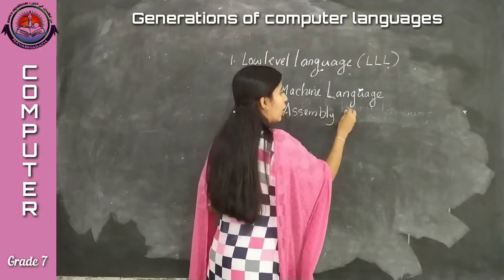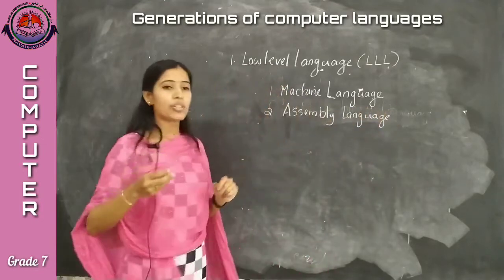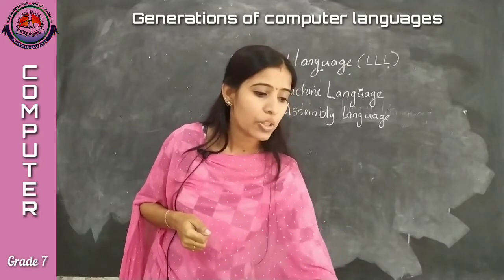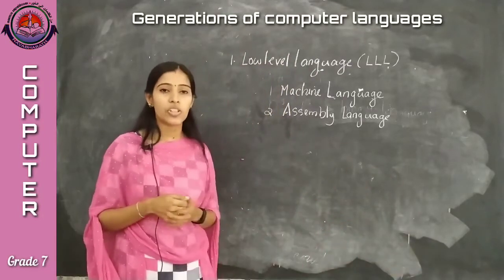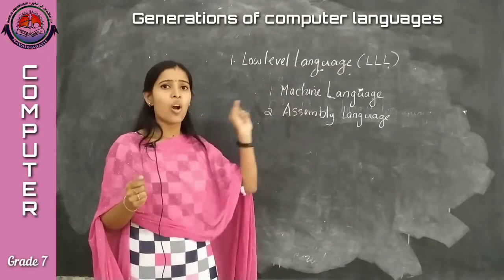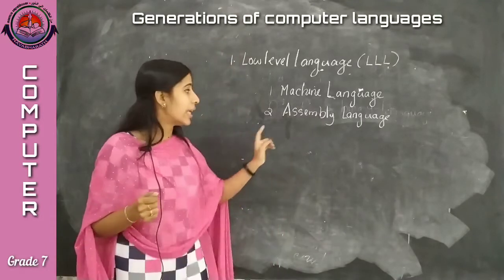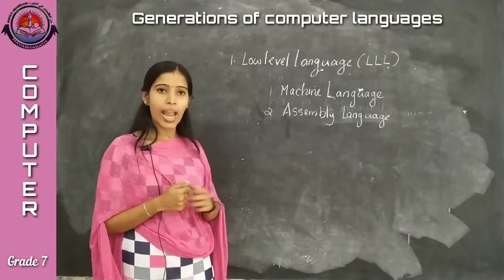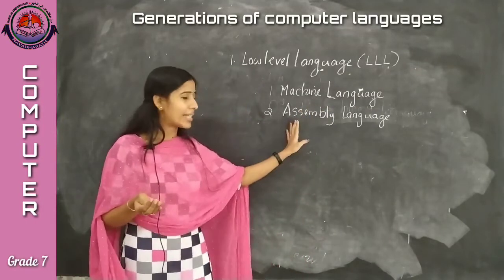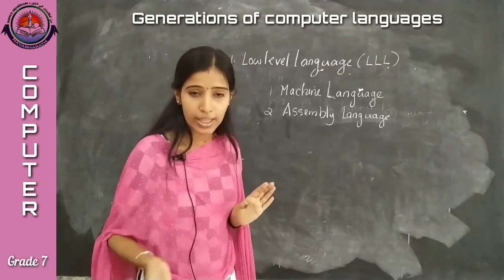Okay, the second low level language is assembly language. Assembly language is also known as second generation language. It is similar to machine language, but one difference is that we can use some words or terms in assembly languages. In machine language we use only zeros and ones, but in assembly language we can use some words.